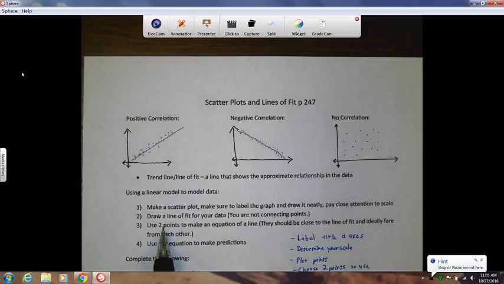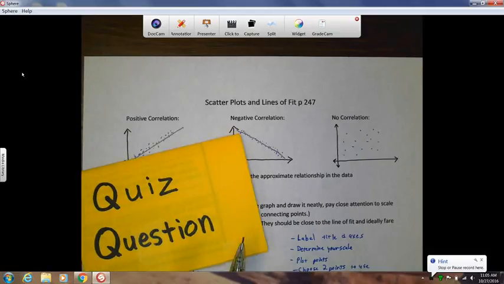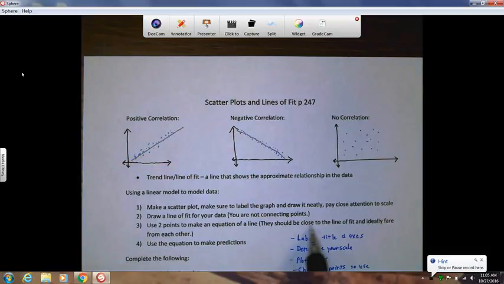Okay, this is definitely a quiz question. How do you choose 2 points to make the equation of the line of fit? And I will show you that. They should be close to the line and far from each other, not fair. So I guess we can probably take that out. I don't even know what that would mean. So there's a mistake. And then use the equation to make predictions.